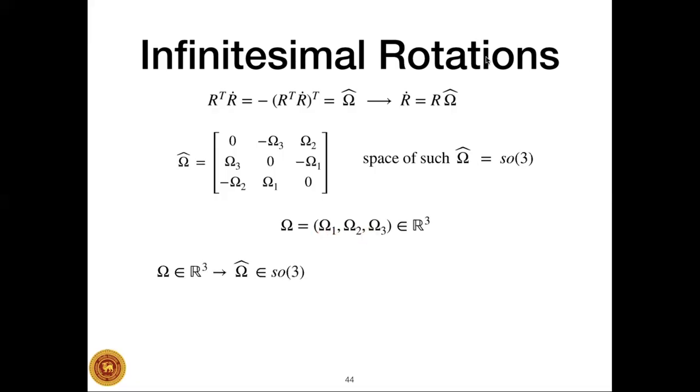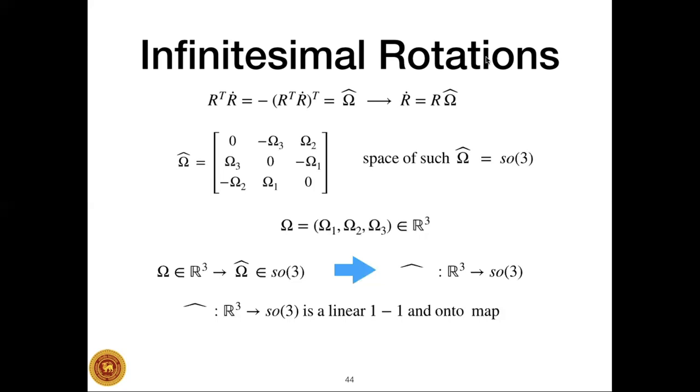So we will formally say that this hat is a map from R3 to so(3). And this is how that map is defined. You take an element in R3, you construct a skew-symmetric matrix, and that construction is denoted by this hat, and we will call this a hat map. And it is easy to show that it is a linear, one-to-one and onto map. What we are interested in is actually finding out.